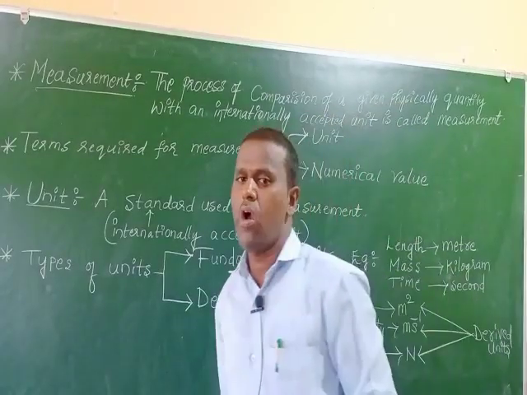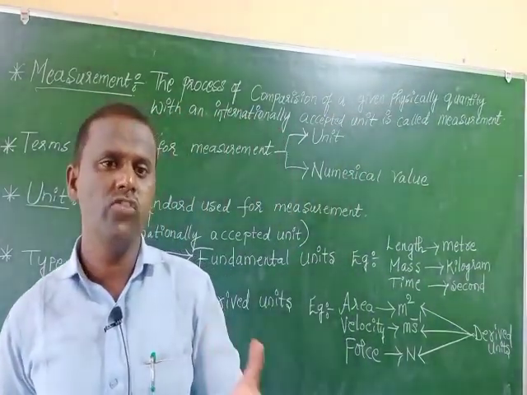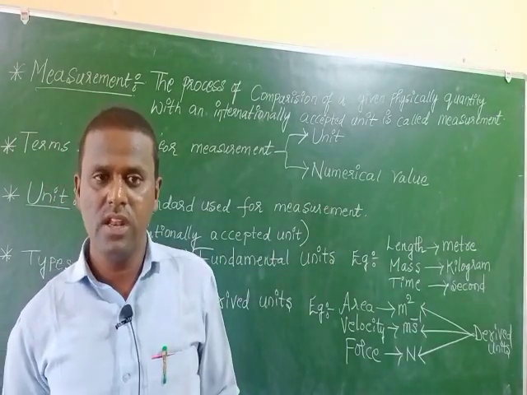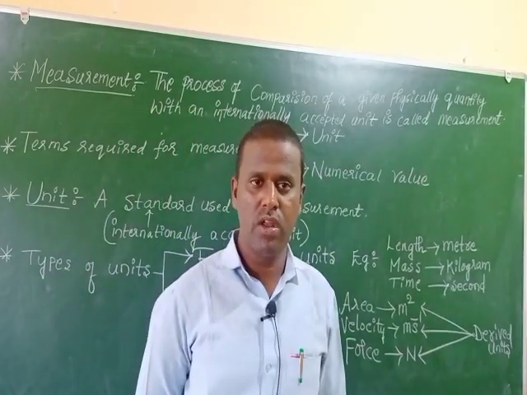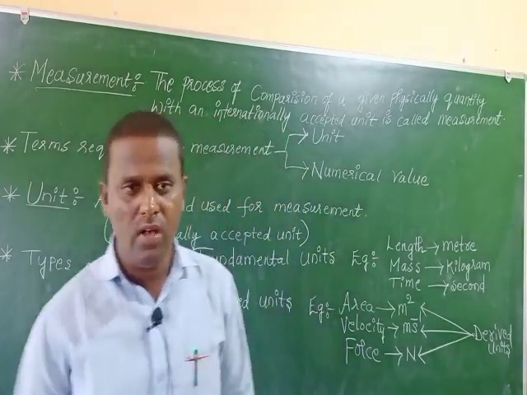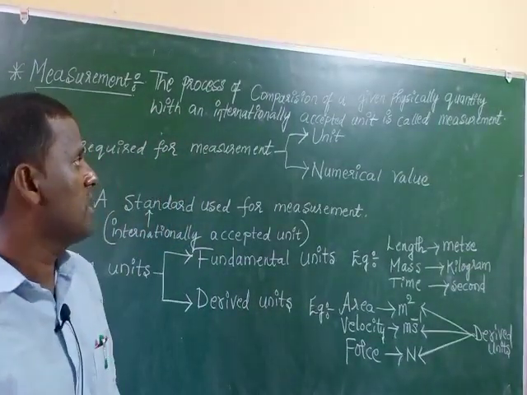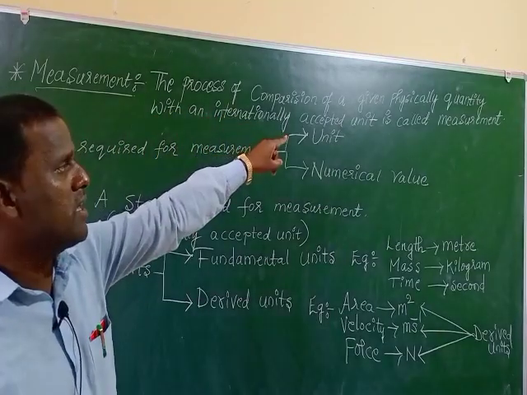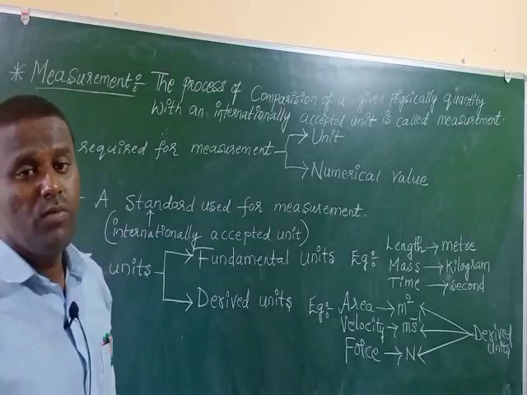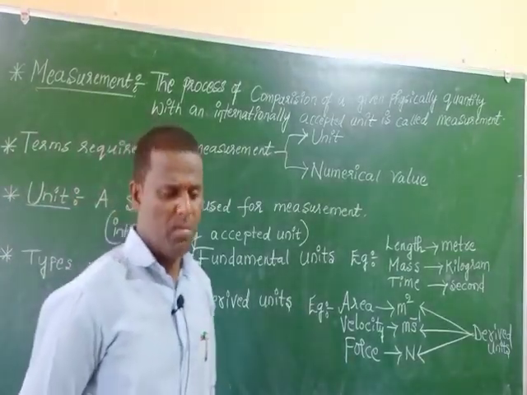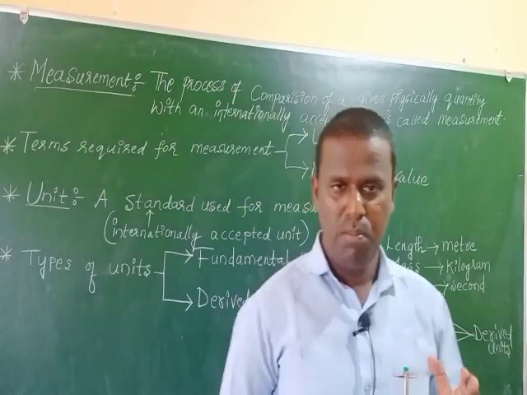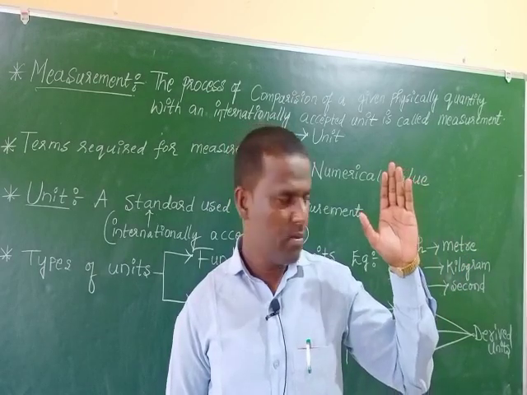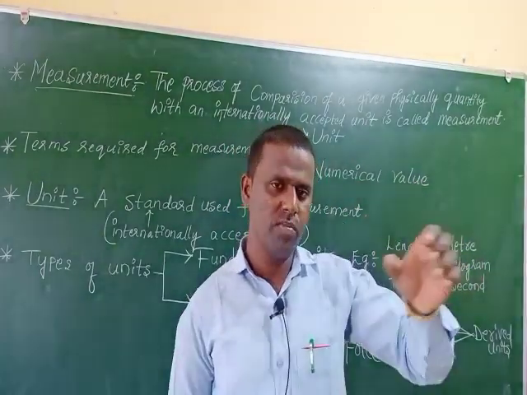So onion tharve onion onion na wo ili na inter 1 chila 2 chila internationally accepted unit alla, quintal, ton, ee tara adu internationally accepted unit. So the process of comparison of a given physical quantity with an internationally accepted unit: meter, centimeter, hour, minutes, seconds, kilogram, ton. Pound alla pound varalla, pound the smallest unit of mass adu.